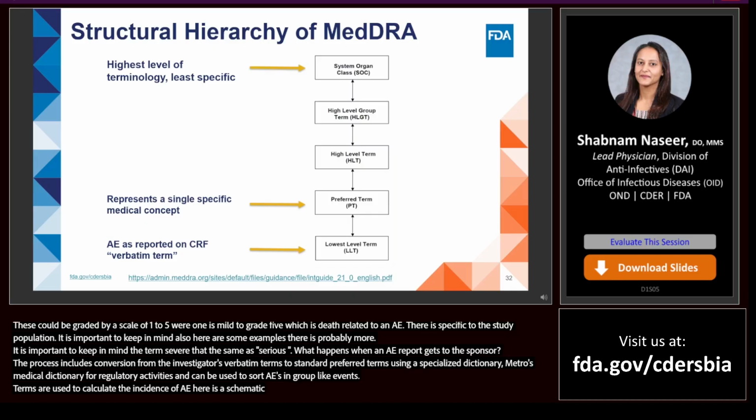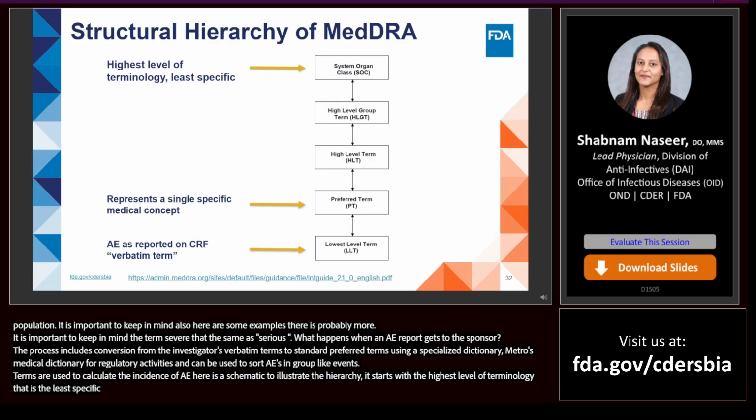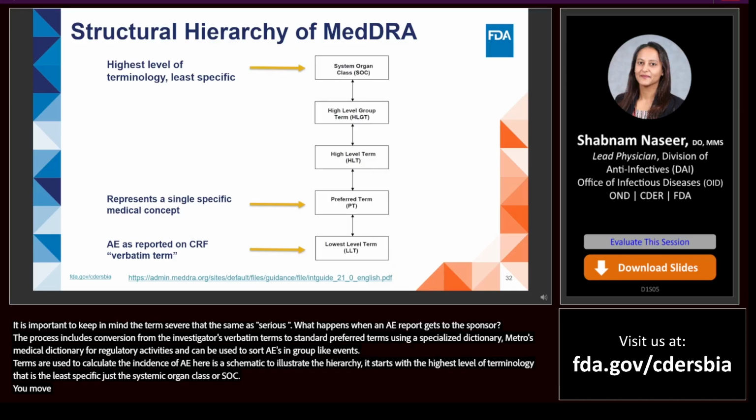Here's a schematic to illustrate the MedDRA hierarchy. It starts with the highest level of terminology, and that's the least specific, which is the system organ class, or SOC. And you move down all the way to the lowest level terms. This is in order of increasing specificity. The PT represents a single specific medical concept.